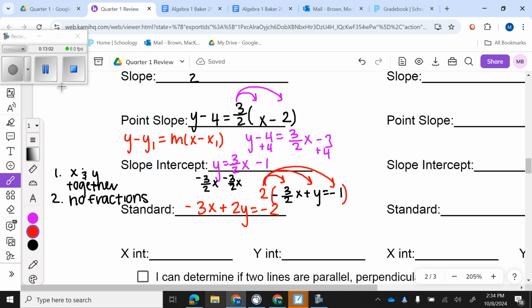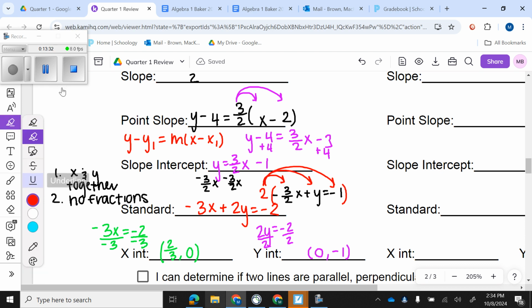All right, I got to find my x-intercept and my y-intercept. To find your x-intercept, you're going to get rid of your y, so you're going to set -3x equal to -2. You're going to divide both sides by a -3, and you're going to have your x-intercept is 2/3, 0. To find my y-intercept, I'm going to set 2y equal to -2, divide both sides by 2, and I'm going to have my y-intercept is -1, which, if you did not know how to do this, you could at least get your y-intercept because these two guys match. You could pull it from slope-intercept form.